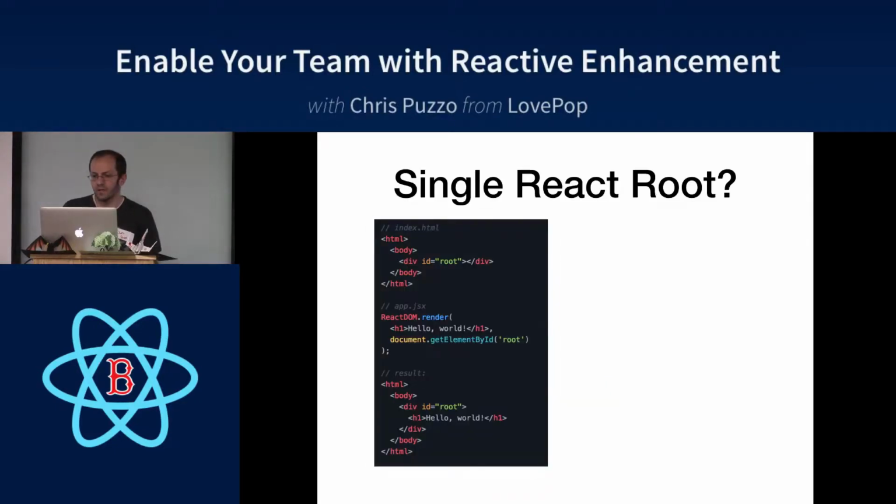On the view tier, everyone's seen this code, everyone's written this code 100 times, right? React teaches us to have a single root, right? So we have an ID, we render to that ID, we get our hello world in that ID.